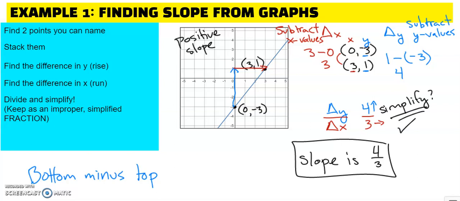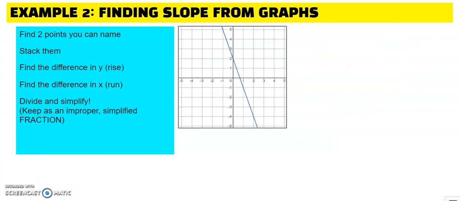Okay, let's try it again. Here we go. I need 2 points. It's linear, so I know it has a ratio. Okay, so 0, 2. And then I could do 2, -4. I could do 1, -1. Any point that's a nice point, so I'm not making up my values here. Okay, so I'm going to stack them.